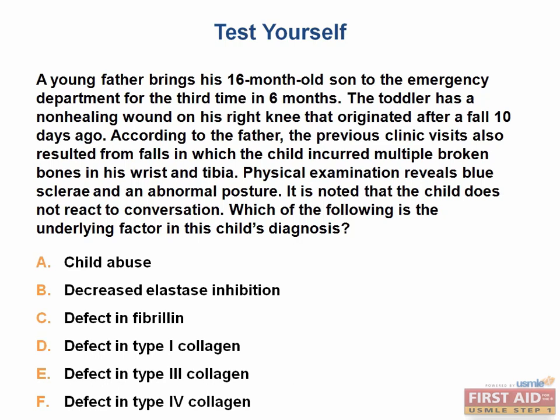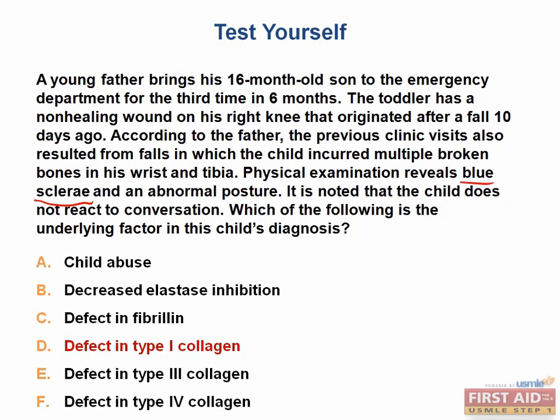Okay, so what's going on here? Well, you've got a kid who is repeatedly breaking bones, which can either mean one of two things. He's being abused, or his bones are easily breakable. The giveaway here is the blue sclera, which you would not see in child abuse, but you do see in a certain disease that makes you prone to breaking bones. In fact, it has the nickname brittle bone disease. So the answer here is choice D, a defect in type 1 collagen, which is osteogenesis imperfecta.